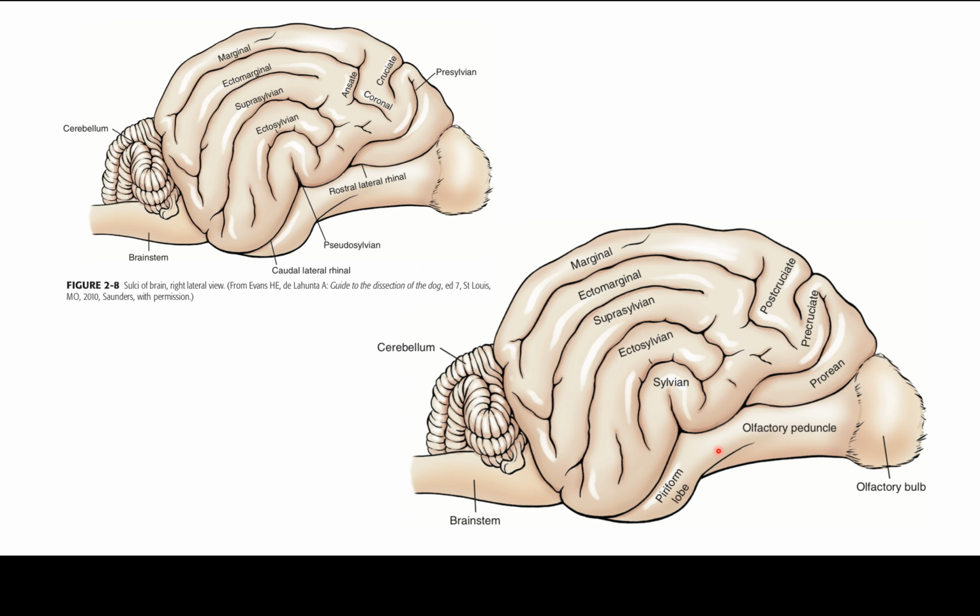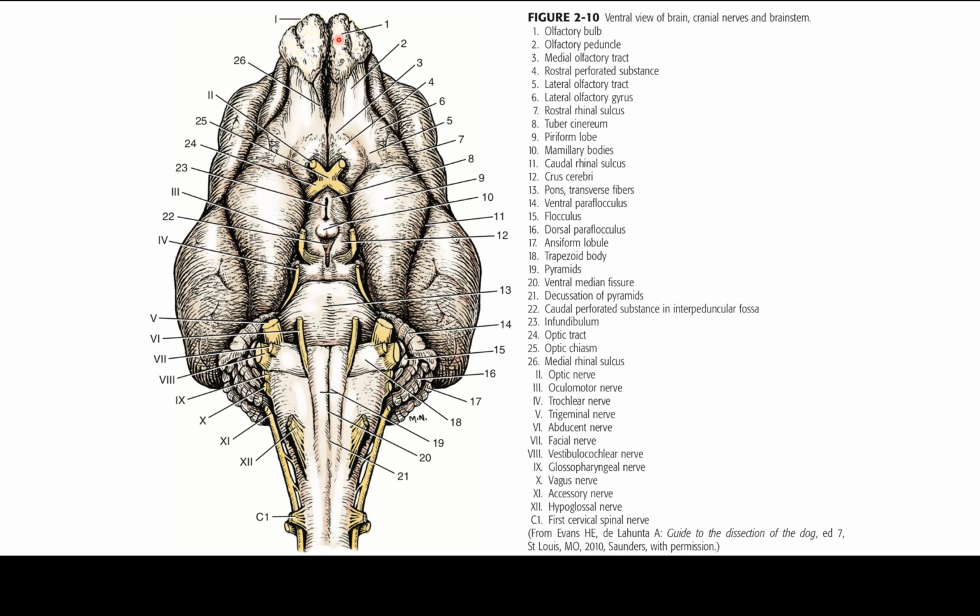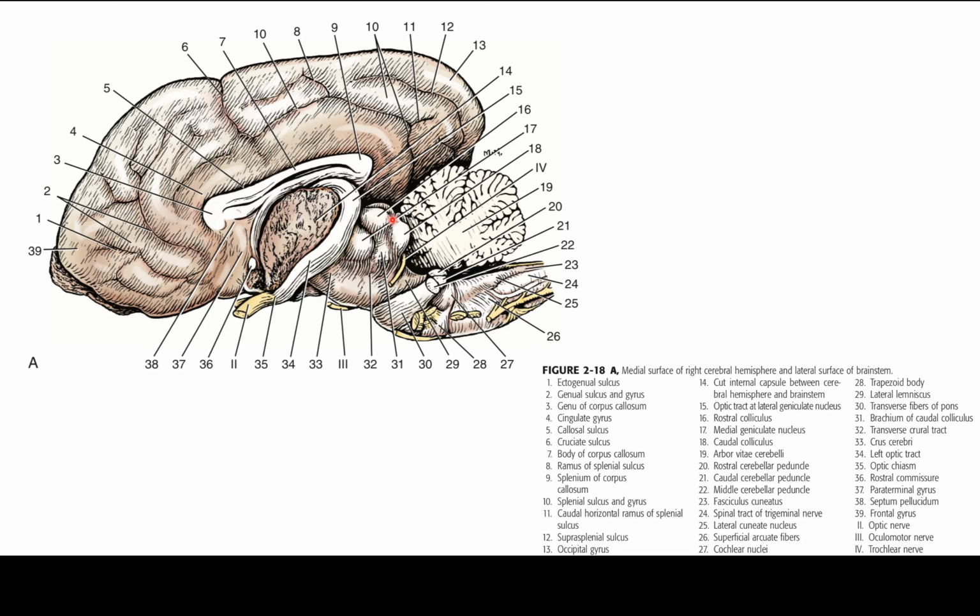On the next figure you can see the olfactory peduncle courses caudally with a band of fibers on its ventral surface. Caudally, this band divides into lateral and medial olfactory tracts. The lateral olfactory tract passes caudally to the piriform lobe, which forms a ventral bulge just lateral to the pituitary gland and medial to the temporal lobe of the neopallium. On the next figure you can see the medial olfactory tract cannot be observed.